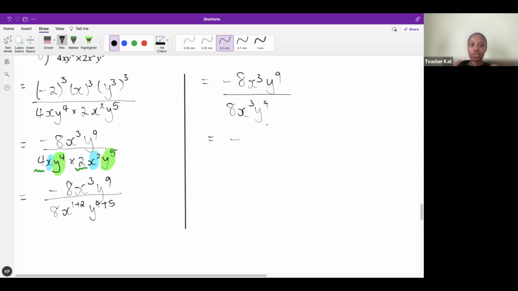a negative. Thank you. 8 divided by 8 is 1, times x to the power of 3 minus 3 times y to the power of 9 minus 9. And this is going to give us negative 1, x to the power of 0, y to the power of 0. Both of those powers of 0 will be equal to what? 1. So it'll be negative 1 times 1 times 1. So my final answer is just negative 1.